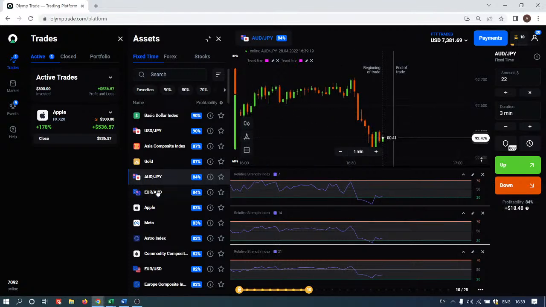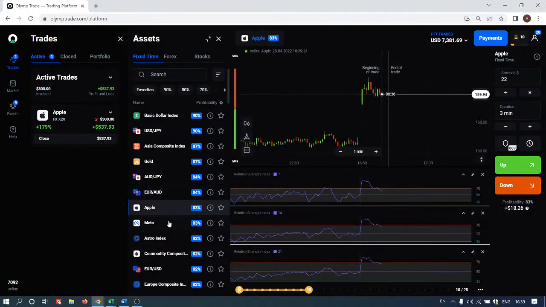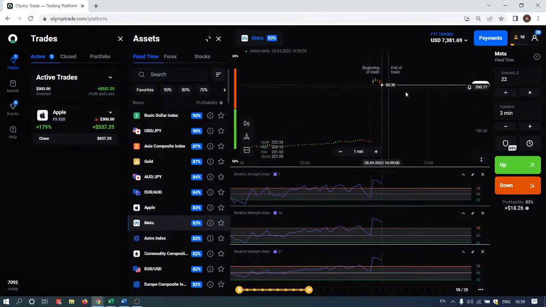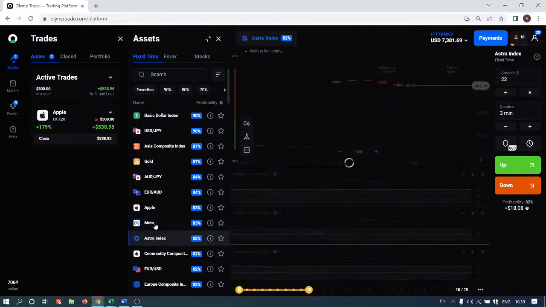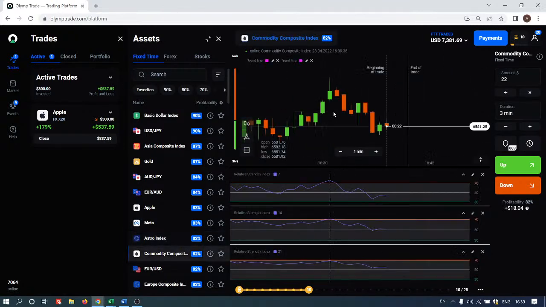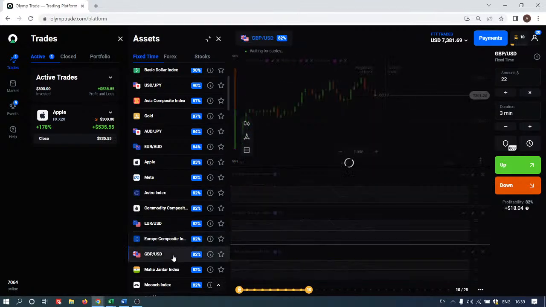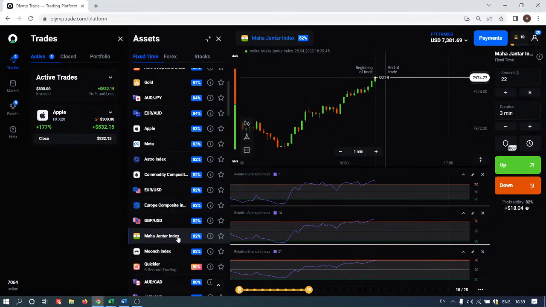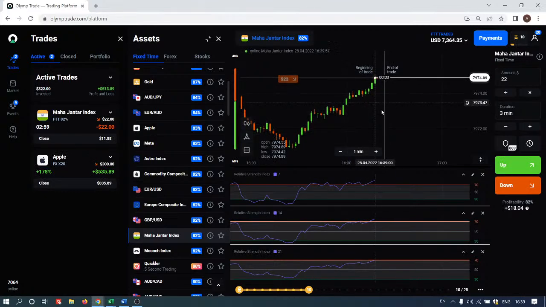Okay, so let me go ahead and open just a few more trades here, if I find any suitable trades. So yes, we are so much overbought on Meta, which is Facebook, which is basically the company. It's like Alphabet that owns Google, and now Meta owns Facebook. Okay, guys, one more trade here, Mahajandar Index, a down trade.